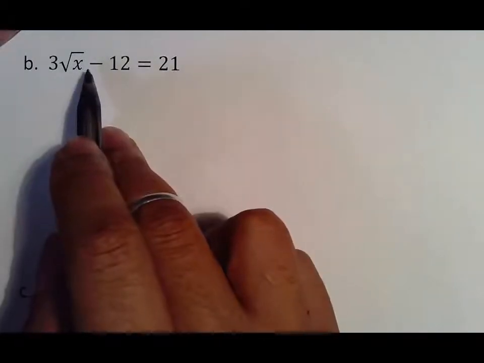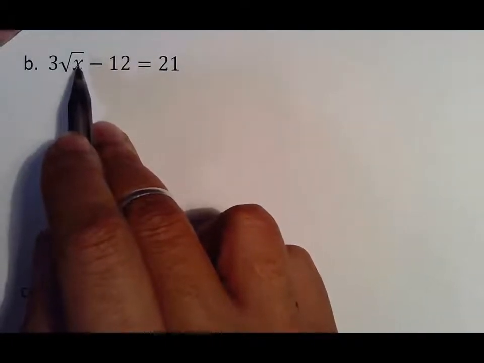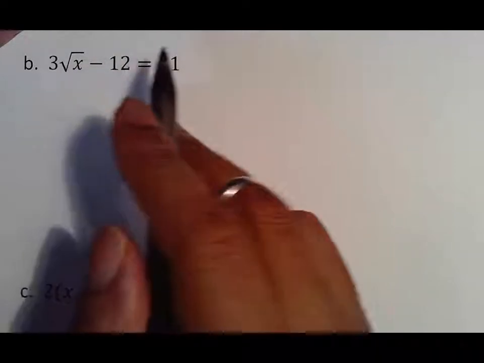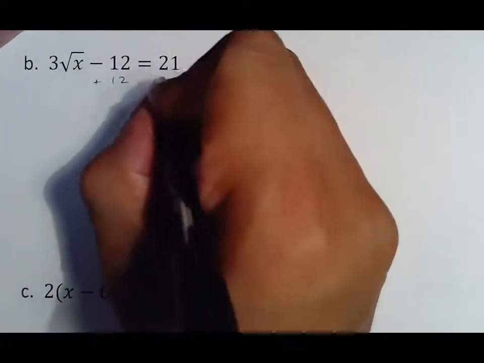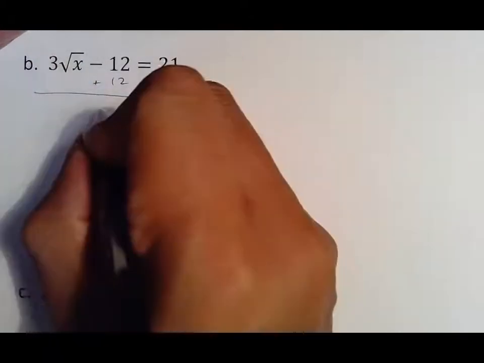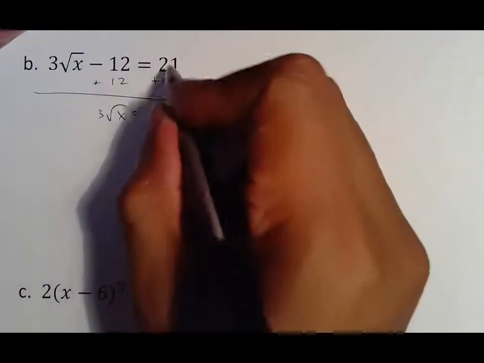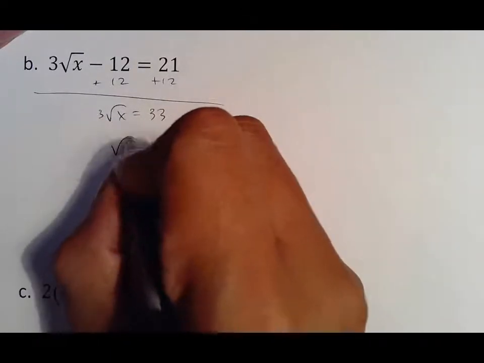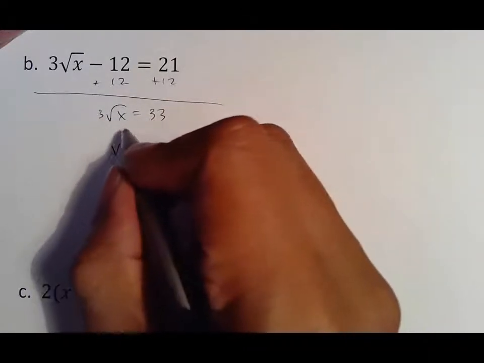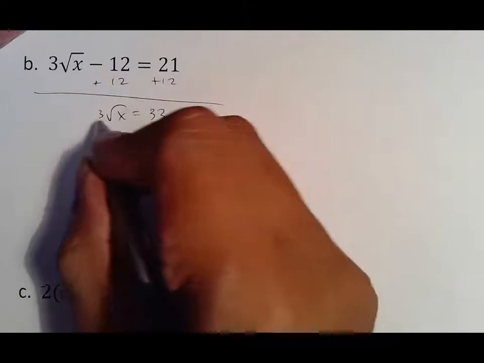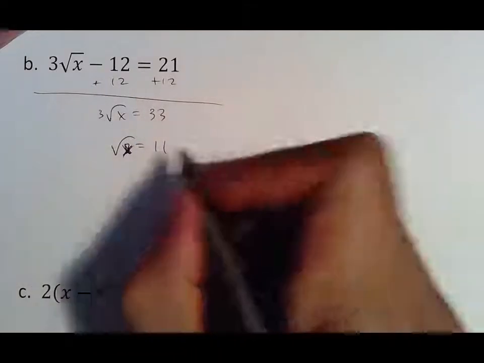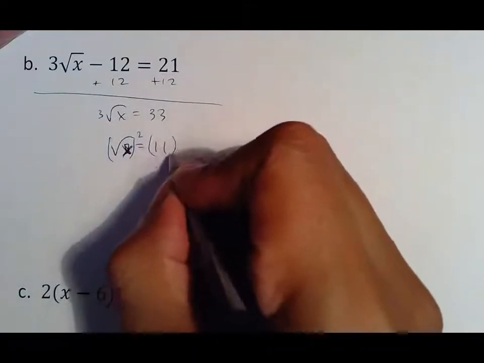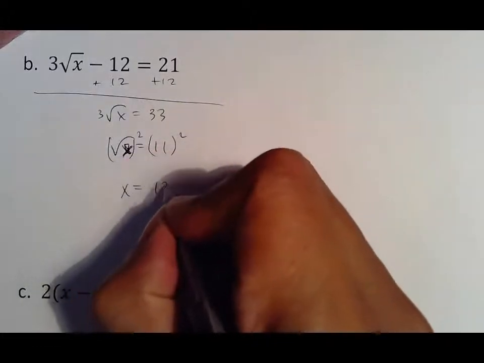What I know is that this is the radical I have to get rid of. But again, this is like saying 3x minus 12, which means the first thing I want to do is add 12. And yes, I'll write it, but like I said, you don't have to write that part. That gives me 33. Then I'll divide both sides by 3, getting 3 root x, sorry, equals 11. Then I'll get rid of my square root by squaring both sides, getting x equals 121.